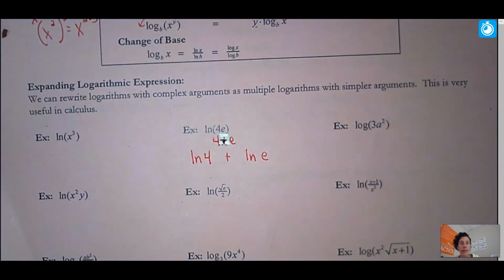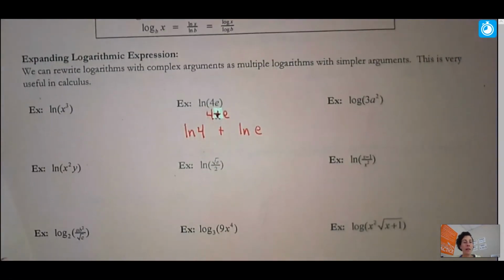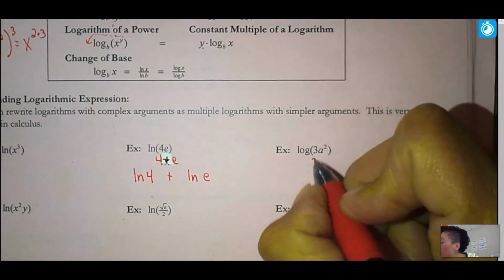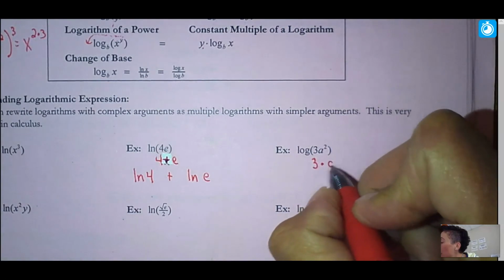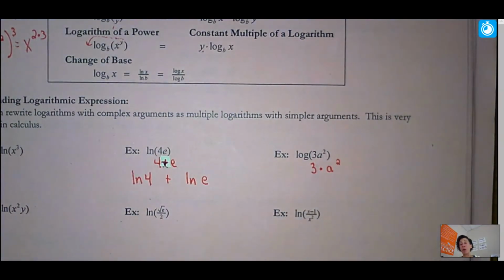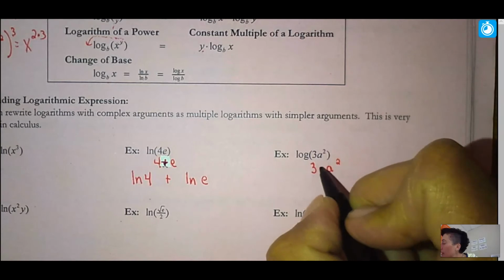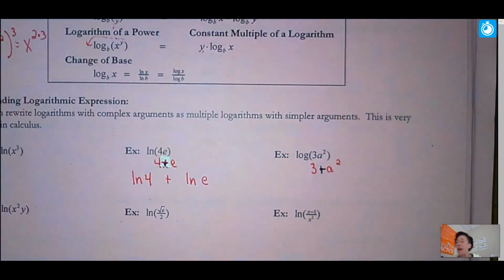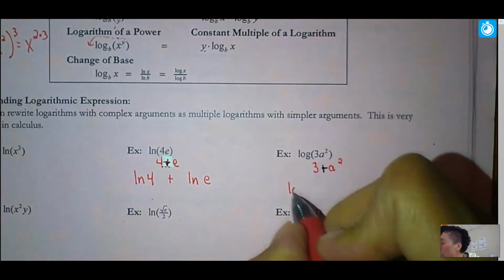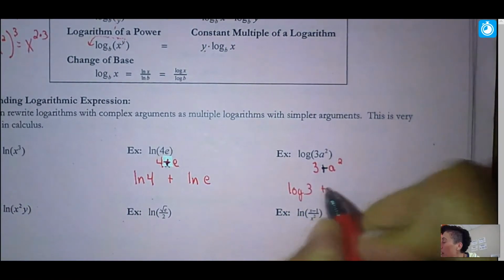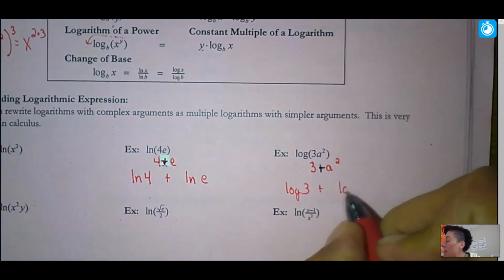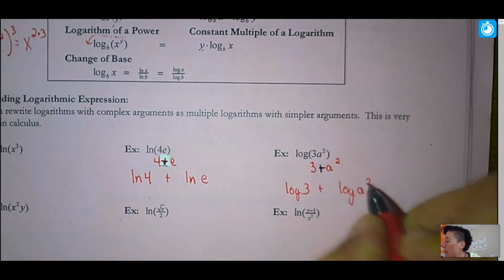So let's try another one like that, but we'll step it up just a little bit. Let's take a look at this one. So right now I see 3 times a squared. And when I see multiplication, I'm going to turn that into addition. And then again, when we expand it, each term, the term 3 and the term a squared, is going to get that log in front of it. So log with 3 plus, and I'm going to leave a space here on purpose, log with a squared.